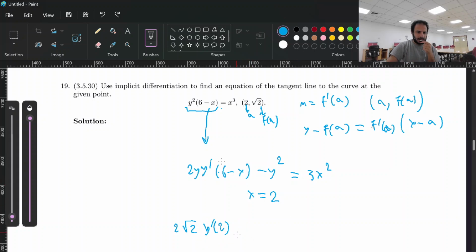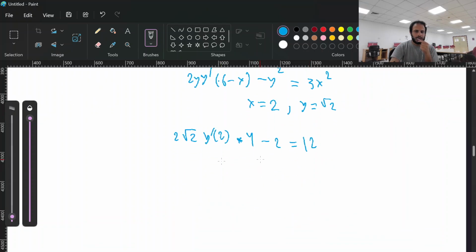Now 6 minus x, substitute 2, you get 6 minus 2 is 4, right? So times 4. Minus y squared: y equals the square root of 2, squared, so minus 2, right? Then equals 3 times 2 squared, 3 times 4, 12. Good? Now, this equals 8 square root of 2 y prime of 2 equals, add 2 to both sides, you get 14. Divide: y prime of 2 equals 14 over 8 square root of 2.